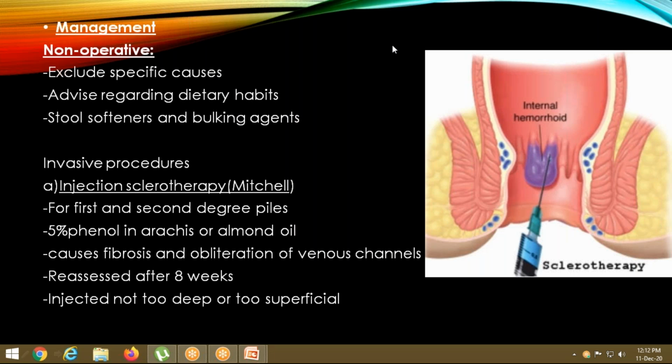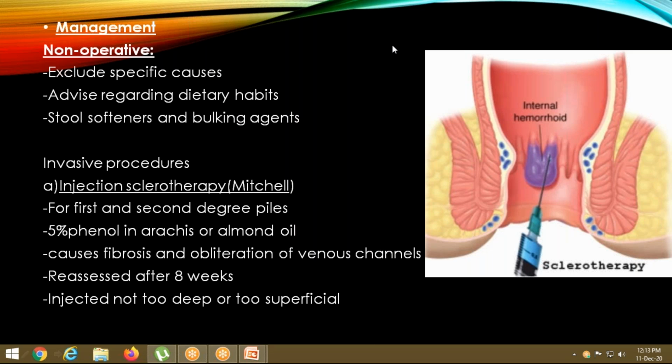And for stool bulking, we will give isabgol husk. Those are the powders we give, to be mixed in water and drunk. It will improve the bulk of the stool. Okay, isabgol husk. The trade names are Crema Diet and Fiber Diet. Those are stool softeners and stool bulking agents.